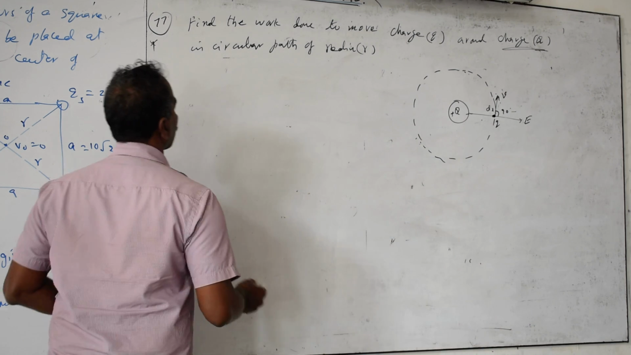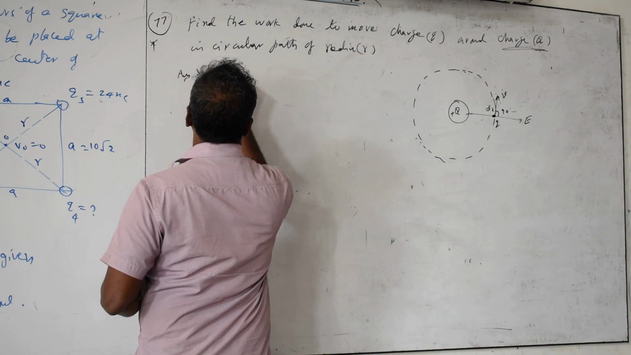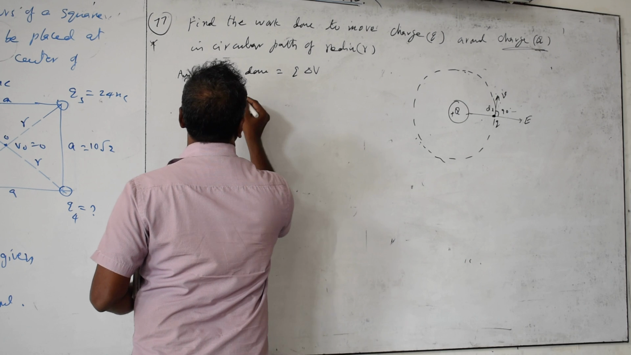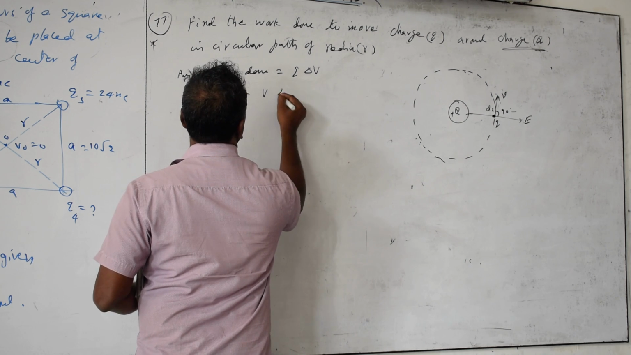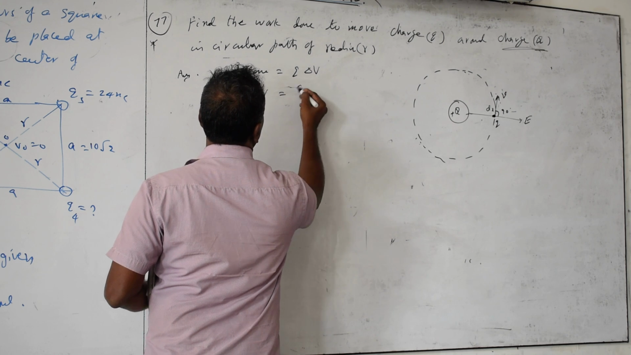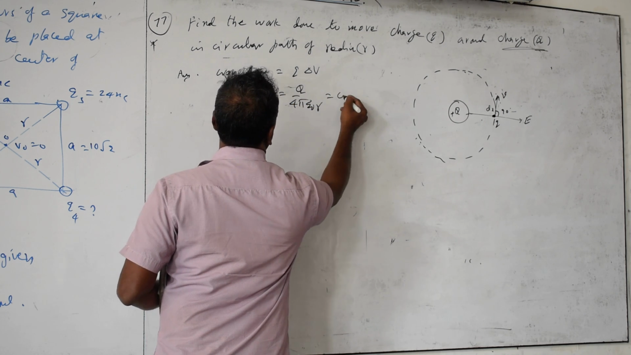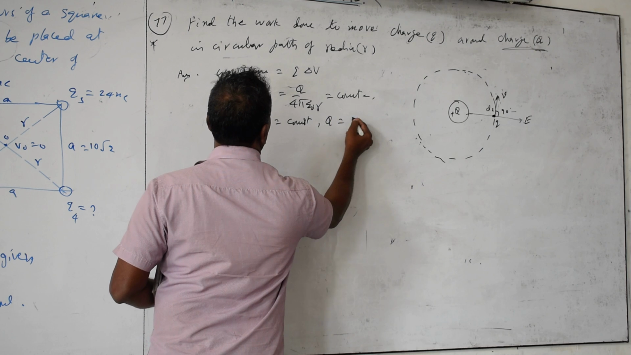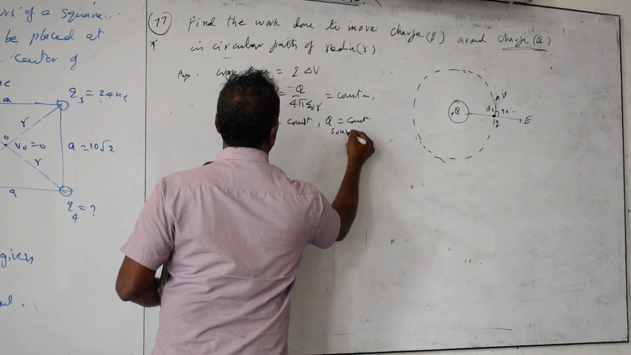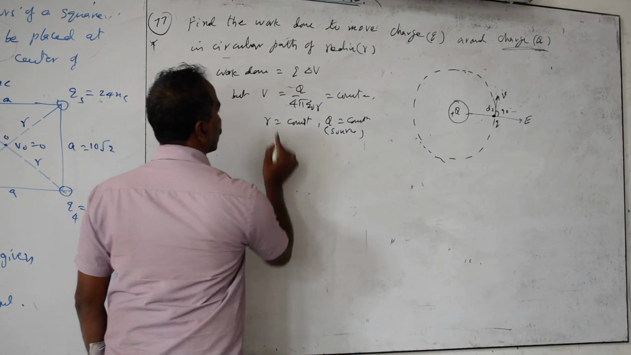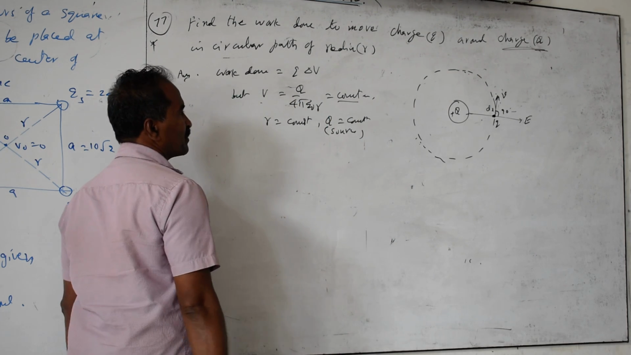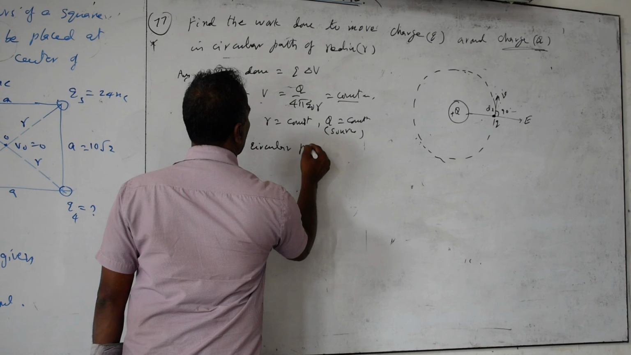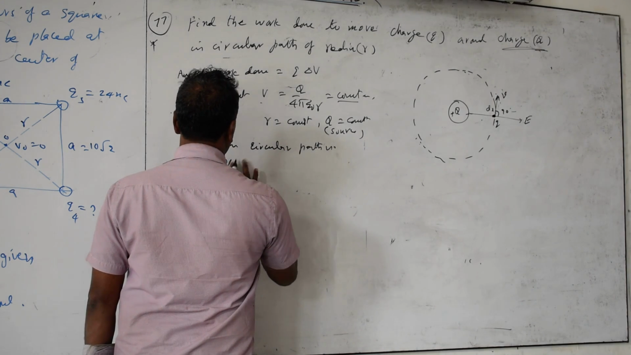So at a given distance, work done is equal to the charge you are moving times the potential difference. But V is inversely proportional to R, V equals Q by 4 pi epsilon naught R. Since R is constant and Q, the source charge, is also constant, V is constant. The given circular path is an equipotential surface.